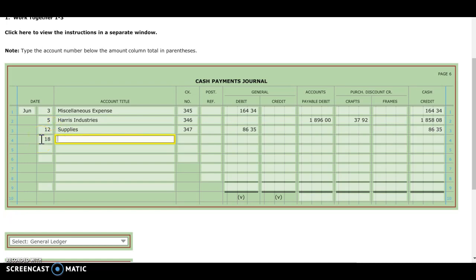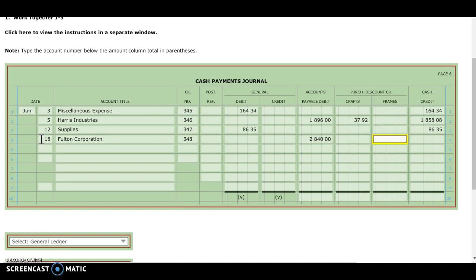June 18th. It says that we paid cash on account to Fulton Corporation covering purchase invoice 343 for frames, $2,840, less a 2% discount, check number 348. So first I'm going to put in my vendor. We wrote the check to Fulton Corporation. And let's see here, check 348. Okay, next we're going to put in how much we actually owed them. So we owed them $2,840. That's going to be our accounts payable debit.